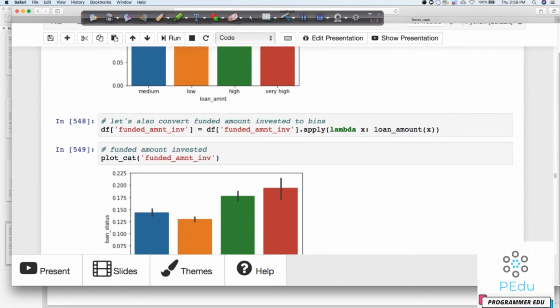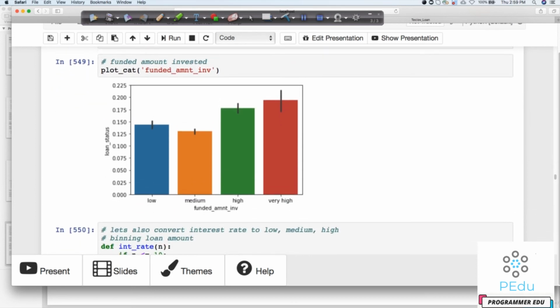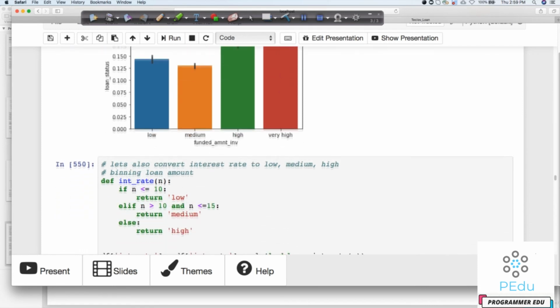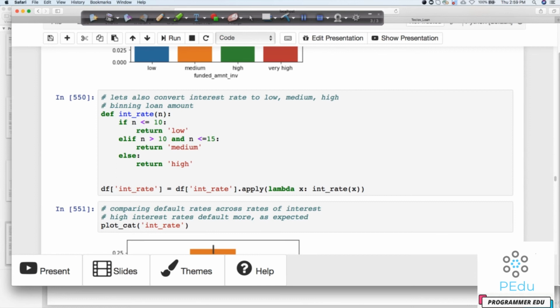When we do this for the funded amount, we get the same sort of distribution. Now you can see here also that when they are high in number, the loan risk has also increased a lot. Similarly, we can derive a function for interest rate as well.